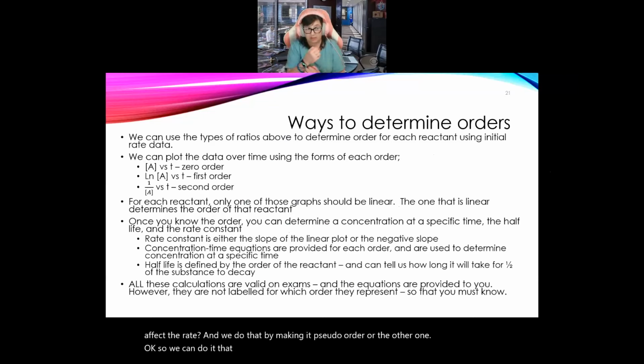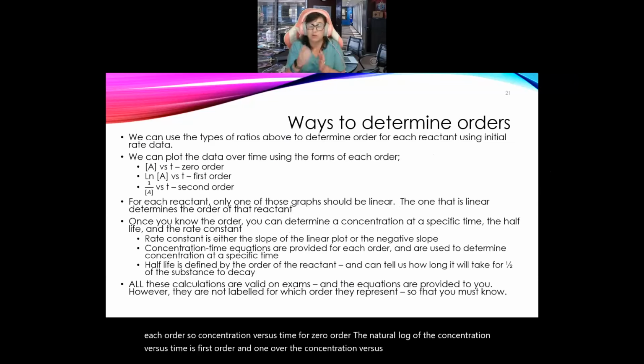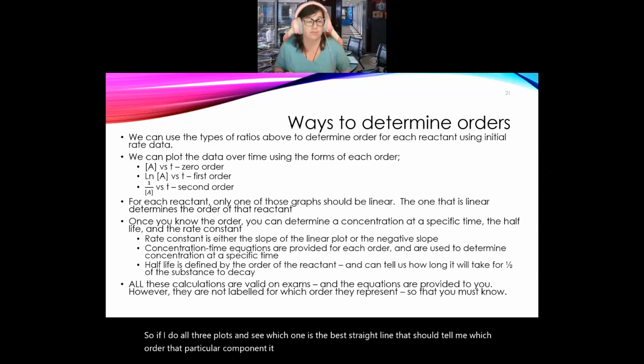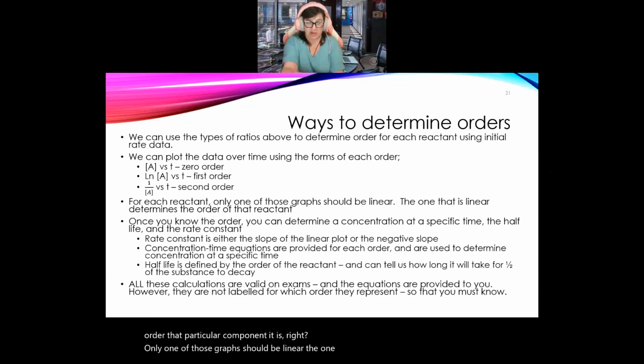We can also do a plot of the data over time using the forms for each order. So concentration versus time for zero order. The natural log of the concentration versus time is first order. And 1 over the concentration versus time is second order. So if I do all three plots and see which one is the best straight line, that should tell me which order that particular component is. Only one of those graphs should be linear. The one that is linear determines the order of the reactant.